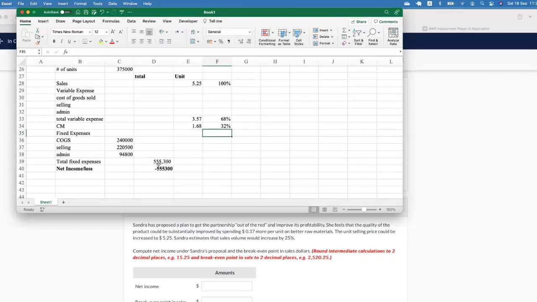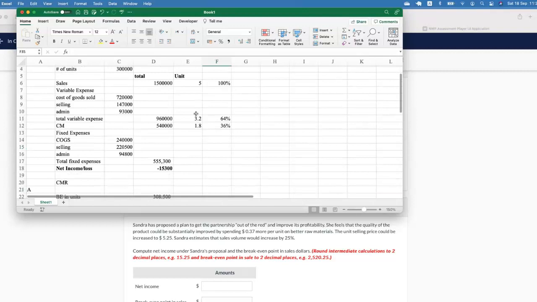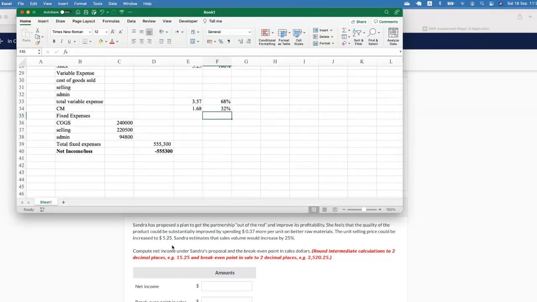Did the fixed cost change? Go back to the problem. There is nothing about the fixed cost, so it's the same. Let me read the question. Sandra has proposed a plan to get out of the red and improve profitability. She feels that the quality could be improved by spending 0.37 per unit on better raw material, so this contributes to the variable expense. The unit selling price could be increased to 5.25, previously 5, an increase of 25 cents. Sandra estimates that sales volume would increase by 25%.